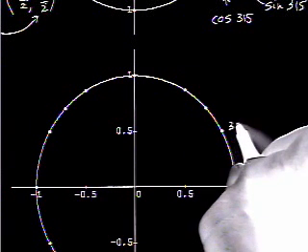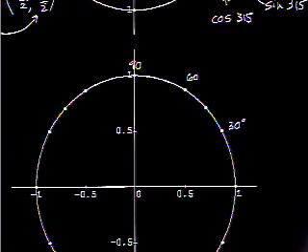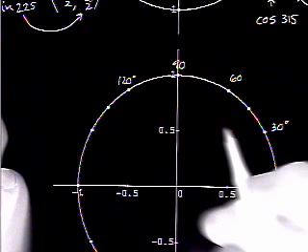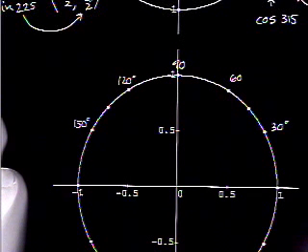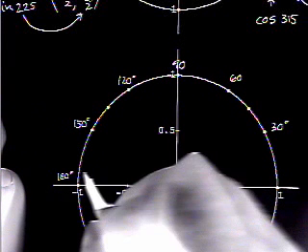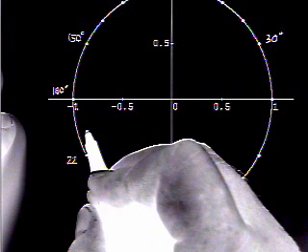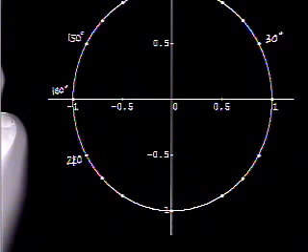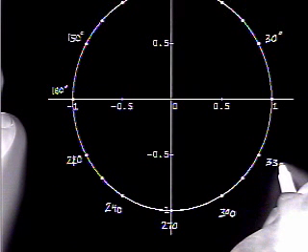Okay? 30 degrees is here. 60 degrees is here. 90 is at the top. There's 120 degrees and 150 degrees. You notice I skipped these, the 45 and the 135. 180. 210, what am I thinking? Add another 30 and we have 240, 270, 300, and 330.